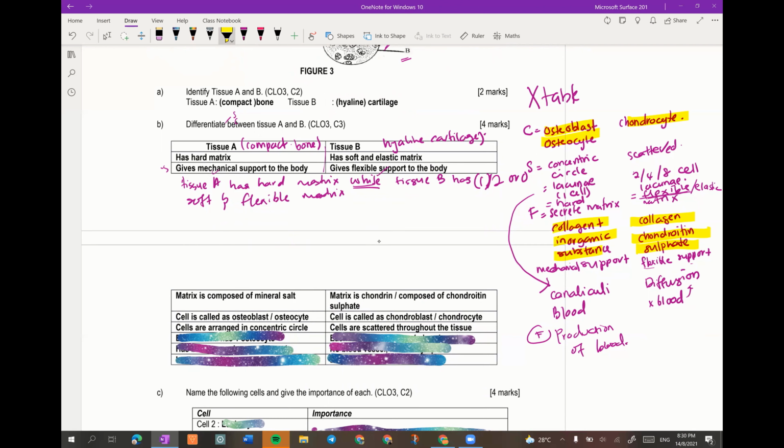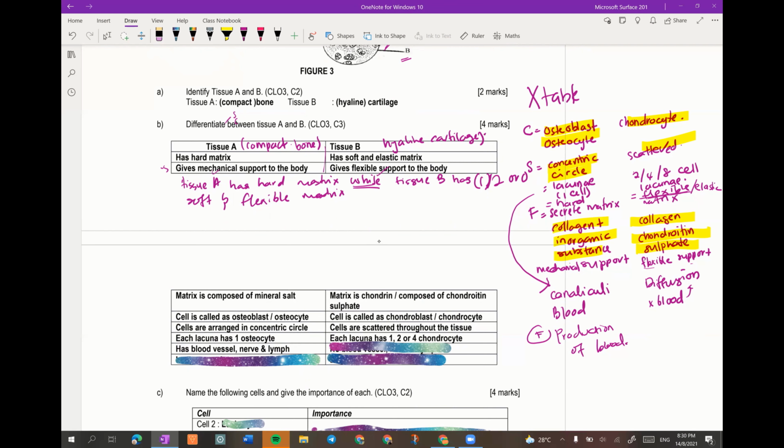And then cells are arranged in concentric circle. So bentuk dia concentric, while yang ni pula adalah scattered. The next one kita boleh tengok each lacuna have one osteocyte, while untuk yang B pula dia ada 1, 2 atau 4 chondrocyte. So this is actually because of mitosis. Okay, dia bermitosis dalam gandaan 2-2. So that's why dia dalam bentuk nombor genap.